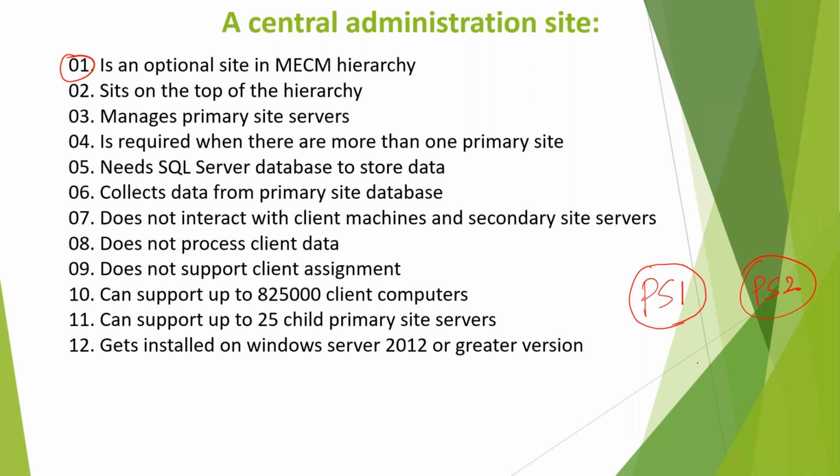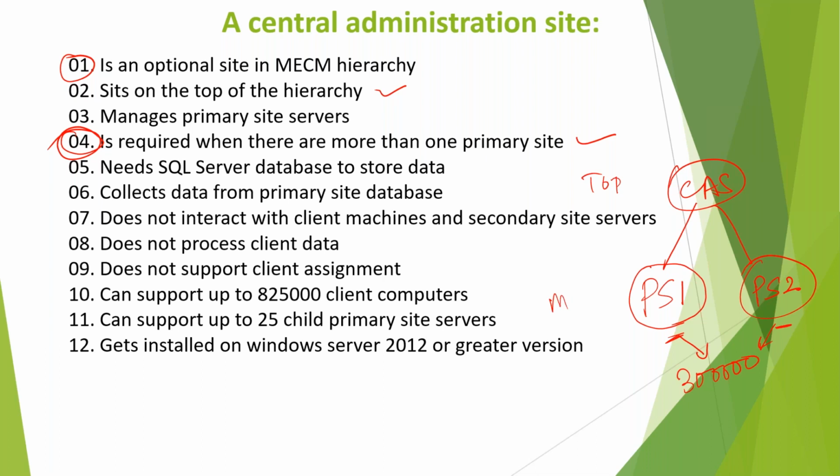So now let's say there are 300,000 devices in total. Some of the devices are managed by primary site 1, some by primary site 2. The moment you have more than one primary site, you need a CAS, otherwise it is not needed. You see point number 4, it is required when you have more than one primary site. It sits on the top of the hierarchy, it will always be on the top.